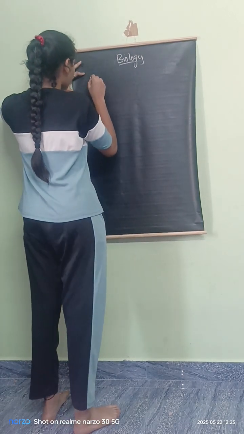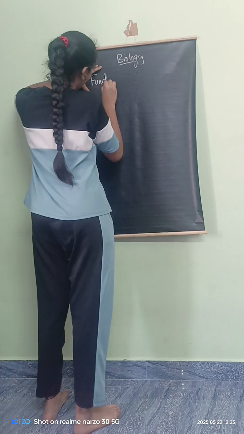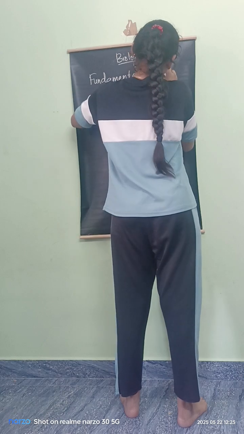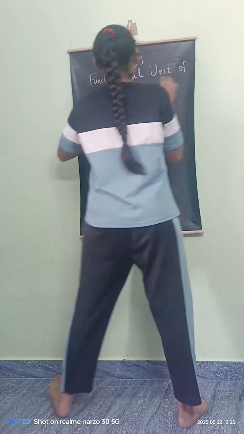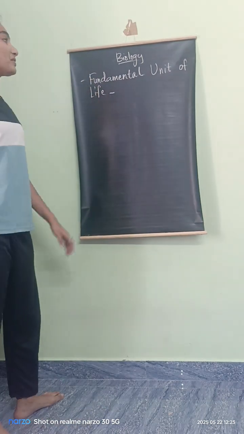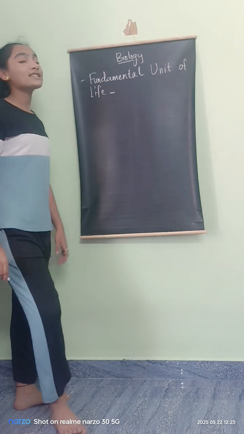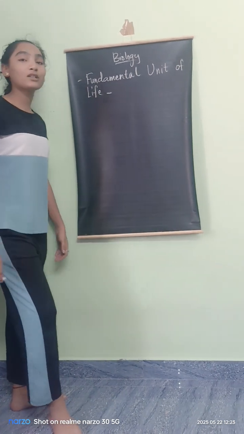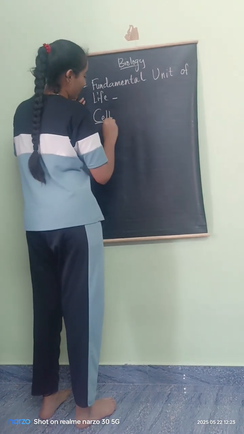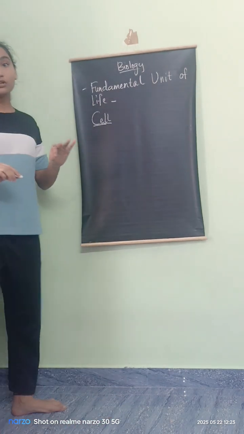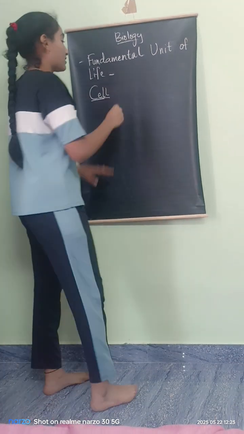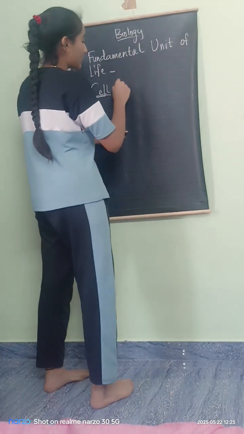The chapter name is The Fundamental Unit of Life. The first thing that comes to your mind is, what is this fundamental unit of life? Yes, the fundamental unit of life is called the cell. For every tissue or every organ, the basic point which starts is from the cell. Now let's dive into the topic of the cell deeply.